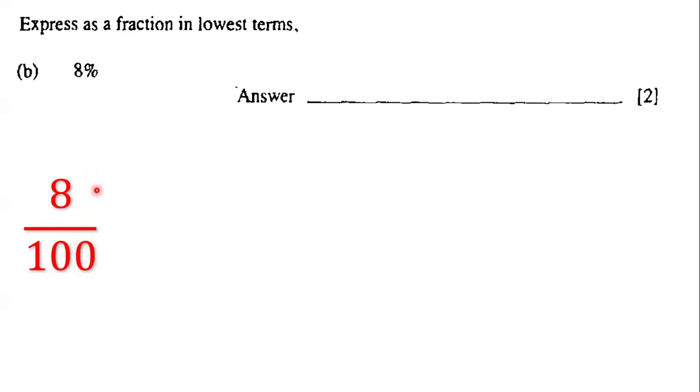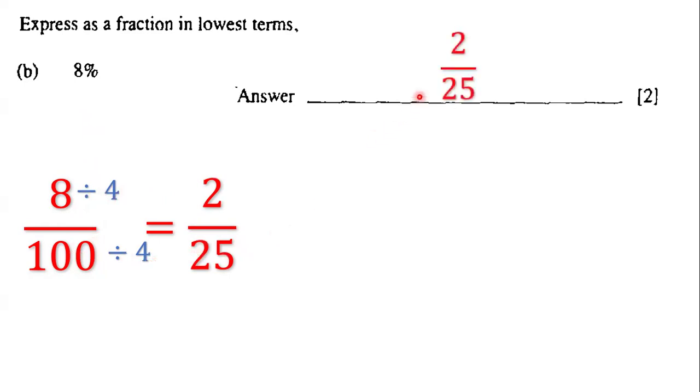We have to find a number that can go into both 8 and 100. And the answer is definitely 4. Let's use 4. 4 is not the only number that can be used, but let's use 4. We say 8 divided by 4, and that gives us 2. And we have 100 divided by 4, and that gives us 25. And so that means that 8% as a fraction in lowest terms is 2 over 25.